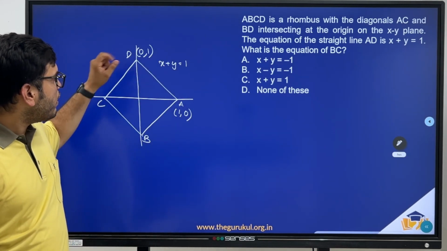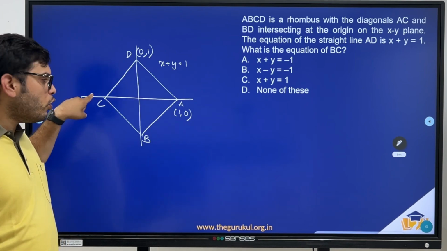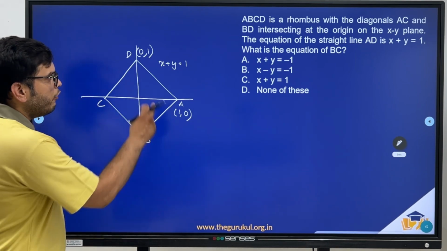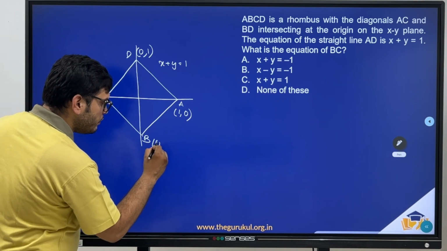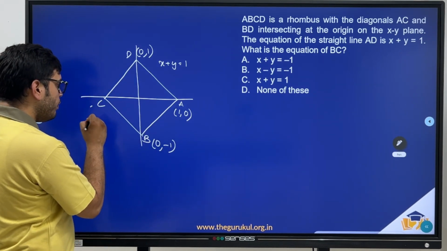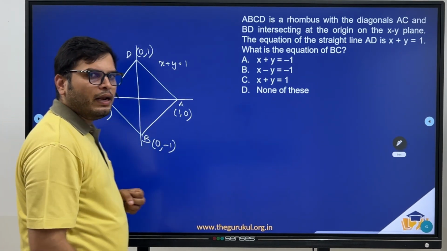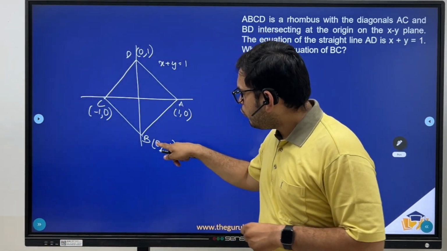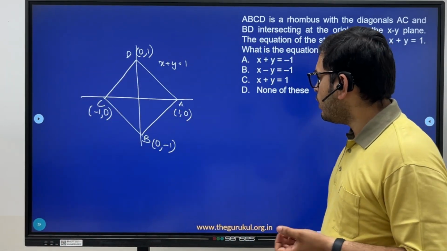Once we have the coordinates of A and D, we can map the coordinates of B and C. If this is 0, comma 1, now this has to be 0, comma minus 1, and this should be minus 1, comma 0. Now we have 2 points and we are asked to find the equation of the line. We can do that.